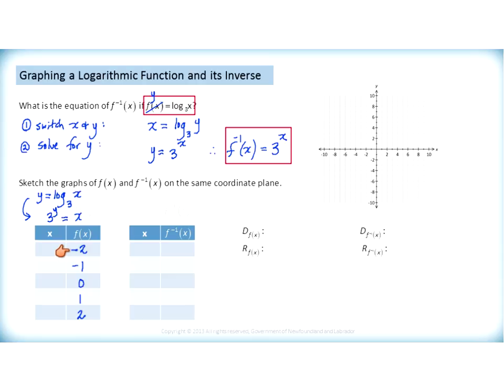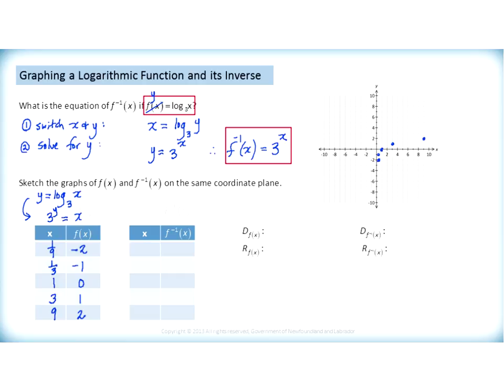So when y is -2, 3 raised to the power of -2 is 1/9. So you have the point 1/9 and -2. When y is -1, x will equal 1/3. So we have 1/3 and -1. You just estimate where those points are as close to the y-axis as you possibly can get. When y is 0, x will equal 1. So we have the point 1 and 0. When y is 1, x is equal to 3. And when y is equal to 2, 3 squared is 9. So you have the point 9 and 2 on the graph of the original function.